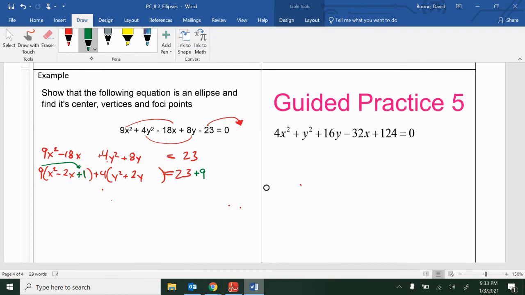Same thing here. I'm going to complete the square here. So half of 2 is 1. 1 squared is 1. So I'm really going to add 1 in here, but really I'm adding 4. So if I add 4 to this side, I've got to add 4 to that side.